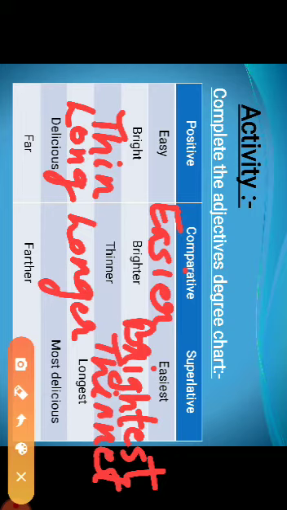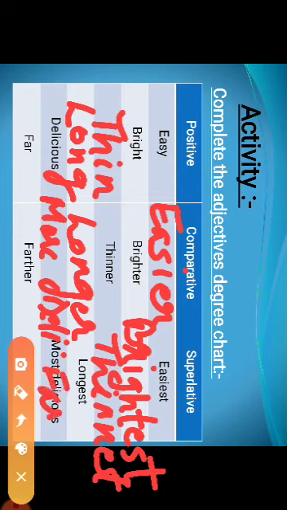Next is delicious, and the superlative degree of delicious is most delicious. Now you have got the clue that what will be the comparative degree. We have used here most, so the comparative degree will be more delicious. Are you getting it? And the last one, far, farther, and the superlative degree will be farthest. Okay, we will add at the last est.